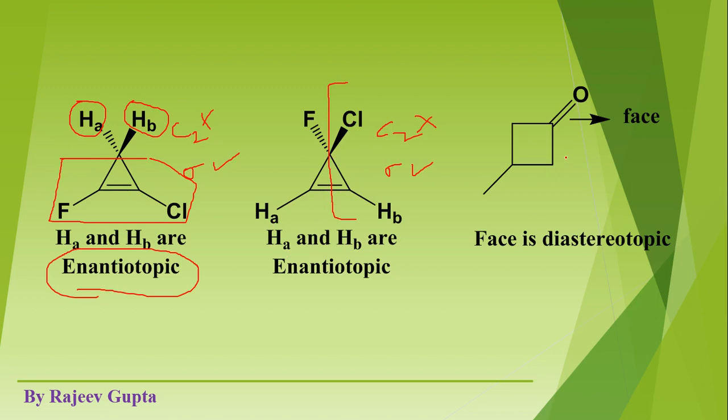Likewise here we can check the face. Here the face is diastereotopic, the first example of diastereotopic. So see, here a methyl group is present in this cyclopropanone ring, a methyl group which could be on wedge or dash. Suppose it is present on wedge, or here on dash a hydrogen atom is present.